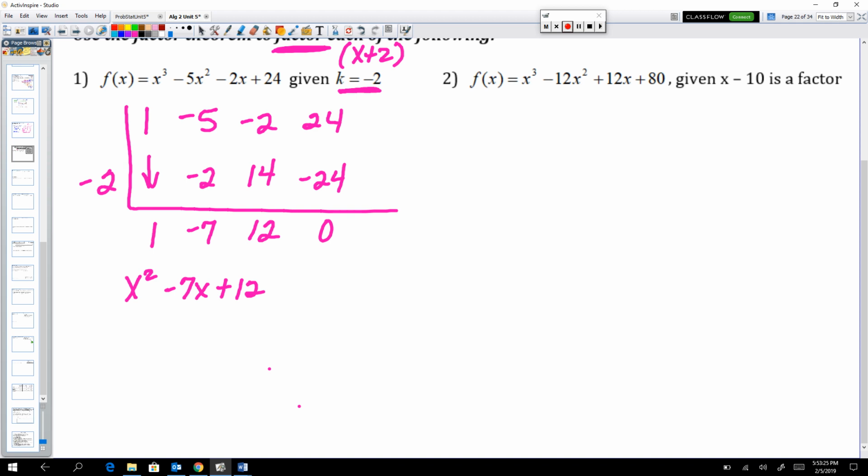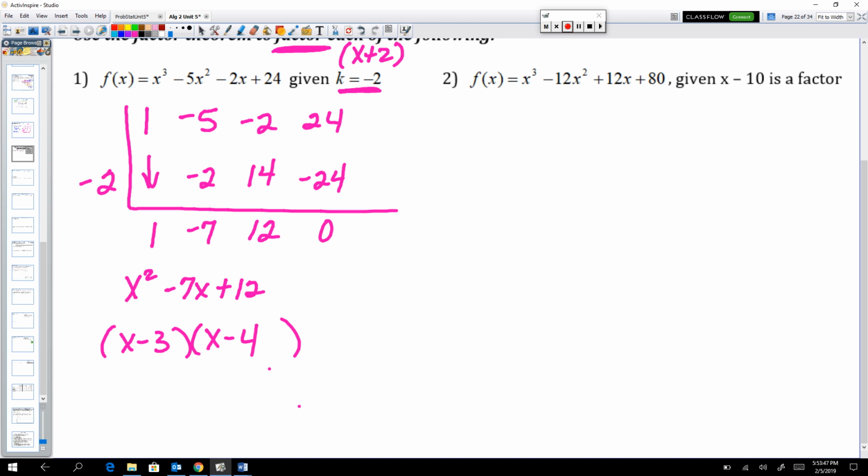Well, thank goodness we've already completed our quadratics unit. We know how to factor this. We think to ourselves, what multiplies to 12 and adds to negative 7? You've probably already thought to yourself, oh, I know, negative 3 and negative 4.